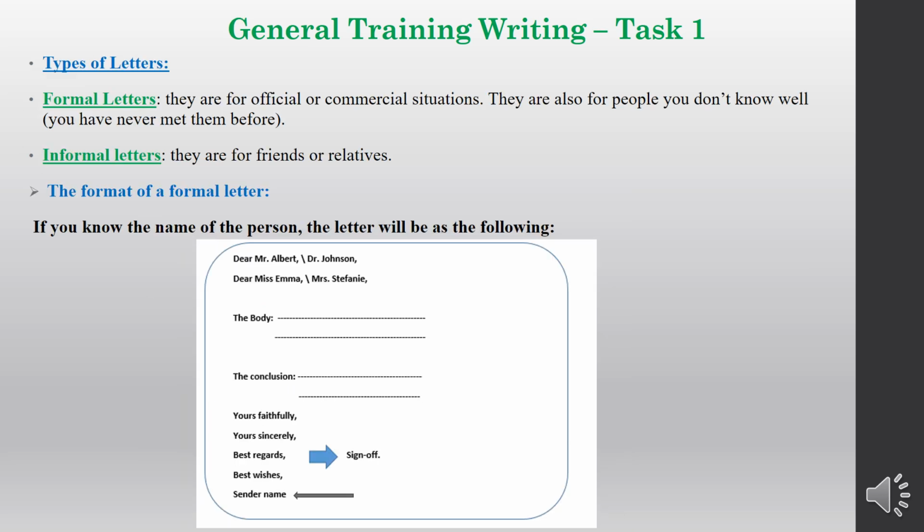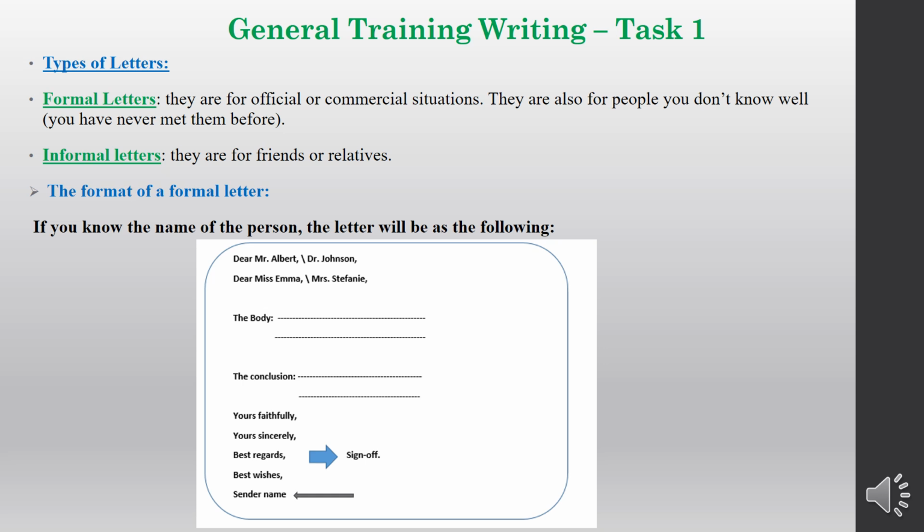Moving on to types of letters. Number 1, formal letters. They are for official or commercial situations. They are also for people you don't know well or you have never met them before. Number 2, informal letters. They are for friends or relatives.